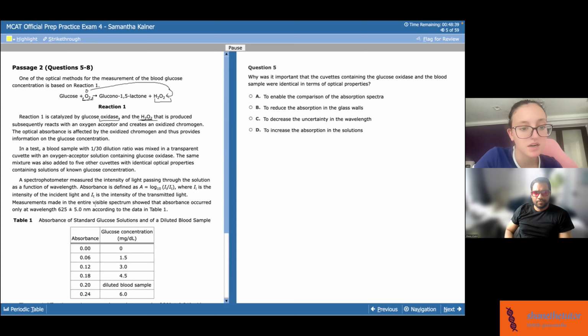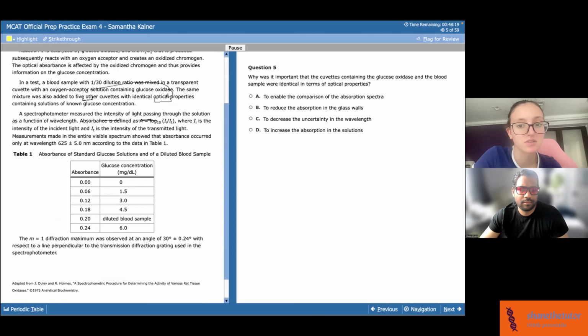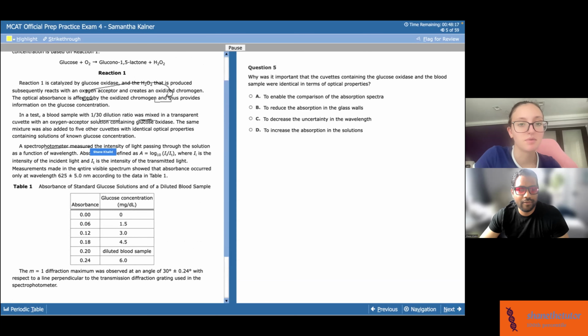Measurements made in the entire visible spectrum showed the absorbance occurred at a wavelength of 625 according to the data in the table. So it would be like indigo or violet, like it would be after blue on the visible light spectrum. I don't know if that's going to be a question, but I had one whenever I took an actual MCAT where it was like 625. Like if you're looking at what color would that be?